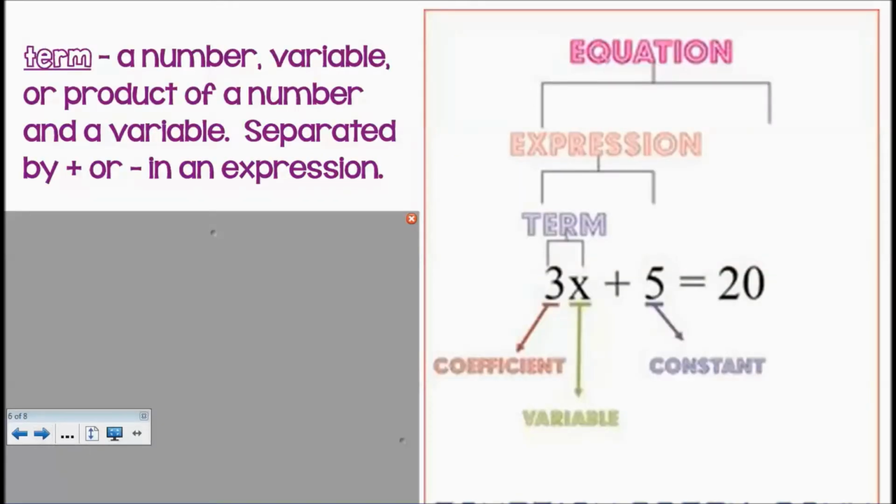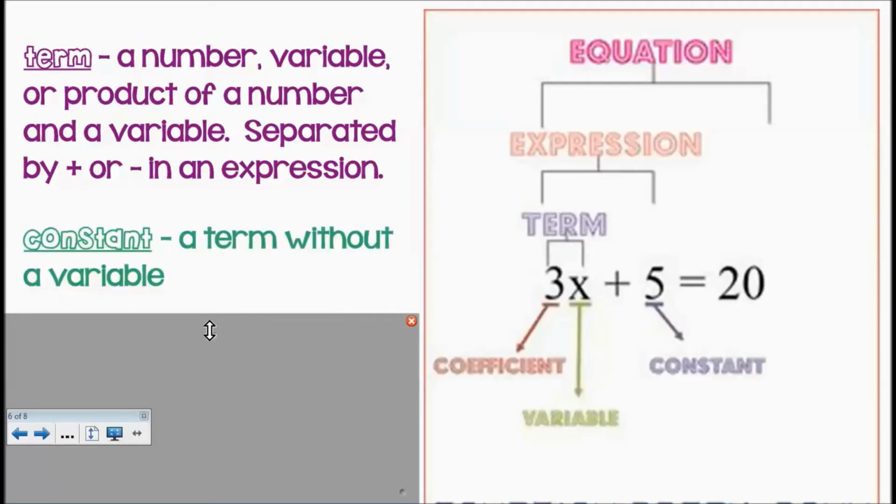And we want to make sure that we understand the different parts of the expression. When I say term, I mean a number, a variable, or a product of a number and a variable where they're sandwiched together, separated by a plus or a subtraction sign in an expression. So if you look over here, 3x is a term, 5 is a term, and 20 is a term. I have 3 terms in that equation. The equation is the whole thing. The expression is each side of the equal sign.